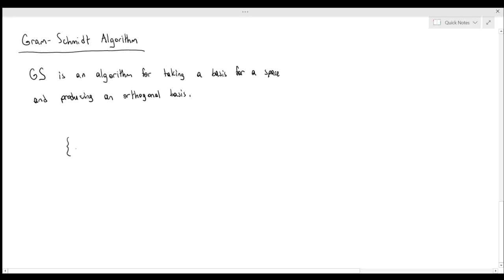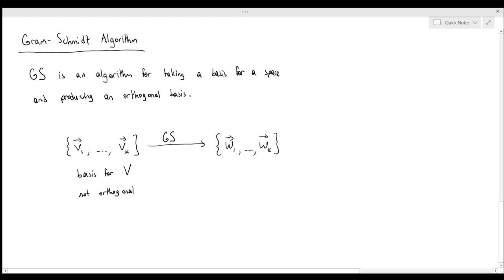Okay, so a little bit more symbolically, if I have vectors v1 to, let's say, vk, and these are some basis for some space V, not necessarily orthogonal, then what the Gram-Schmidt algorithm will do is it'll take these vectors and after doing some computations, it's going to produce a new set of vectors, which I'll call W now. And then this new set of vectors will not only still be a basis for V, but in fact, it will be an orthogonal basis for the space V.